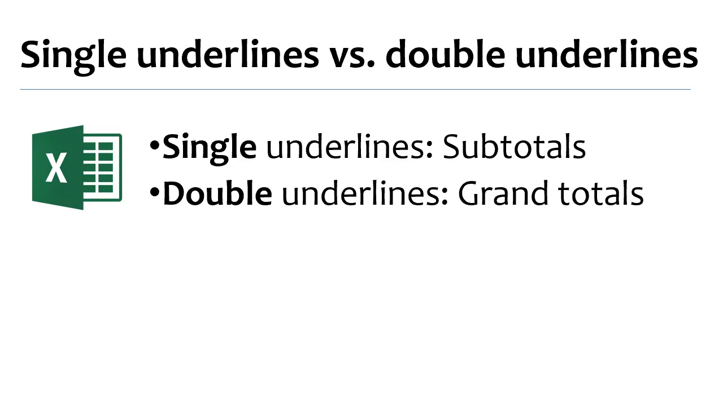In accounting, we frequently use single underlines and double underlines. Each has a specific meaning. Single underlines are a signal that this is a subtotal. Everything above the single underline should be added or subtracted or whatever, and the number below that single underline is a subtotal. Double underlines mean that this is a grand total.